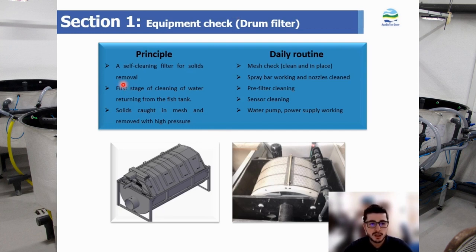The daily routine consists of checking the mesh, placed correctly, no holes and proper cleaning, spray bar working and nozzles clean. A deep inspection is performed to evaluate if the water pressure is in range and if there is any clog in the nozzles, a pre-filter and sensor cleaning. If the upper part of the sensor is not properly cleaned, the sensitivity is lower and the backwashing will be delayed or deleted. Lastly, a check of the water pump and power supply is performed to ensure the correct operation.